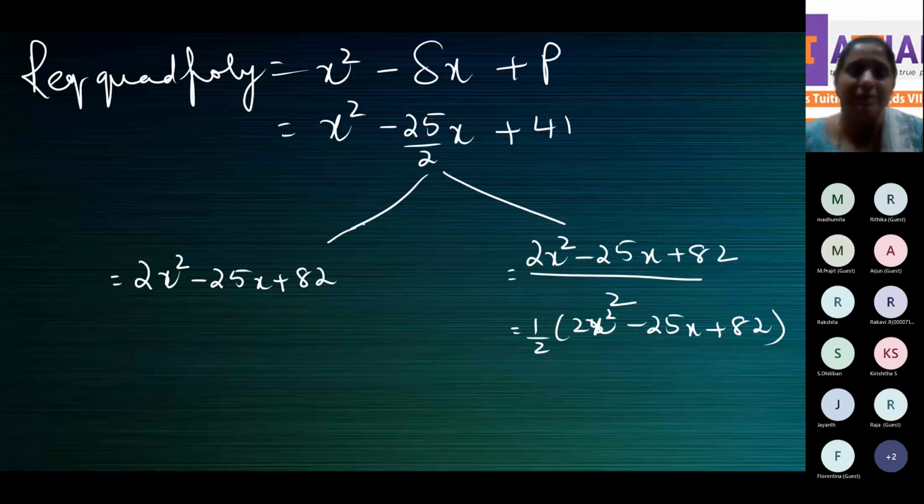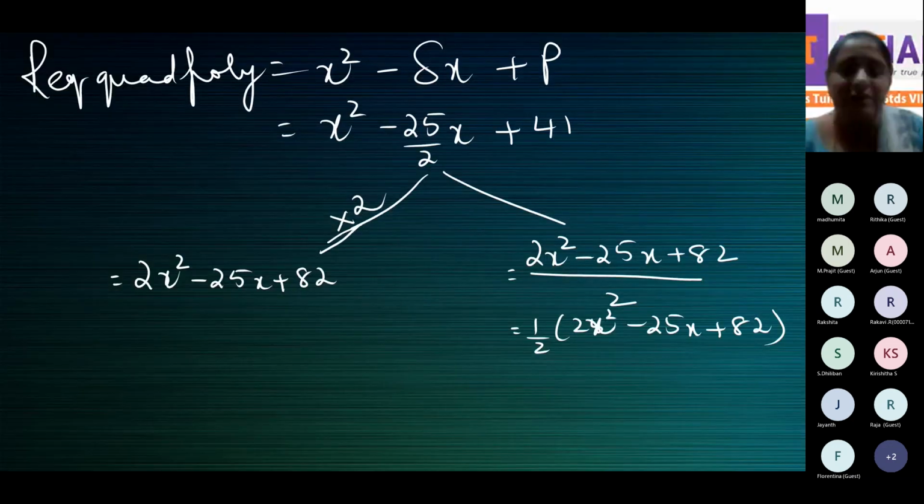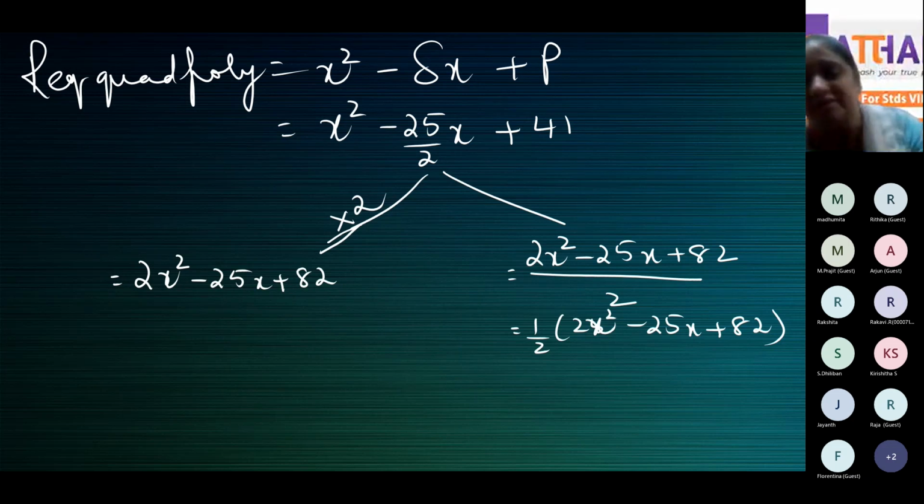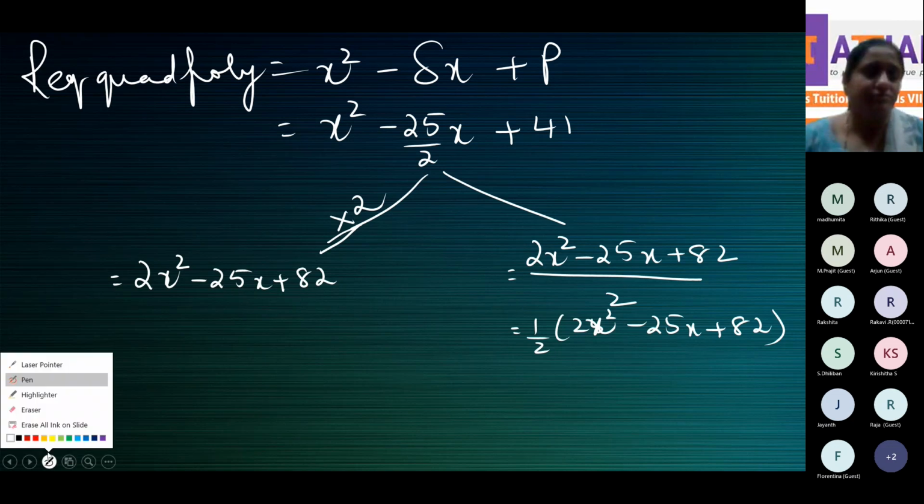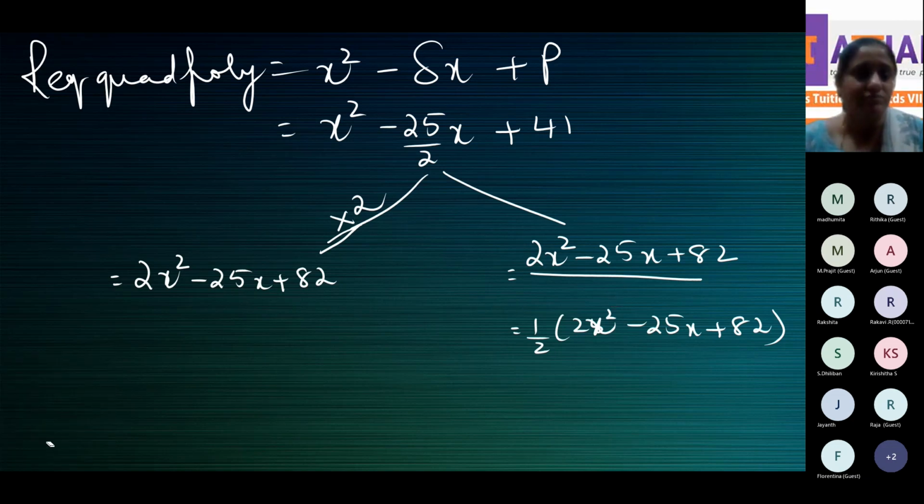This one is by multiplying by 2: 2x squared minus 25x plus 82. Otherwise, you can take the LCM. 2 is the LCM, and then you can take out that 1 by 2. Fine, children? Yes, ma'am. All right.